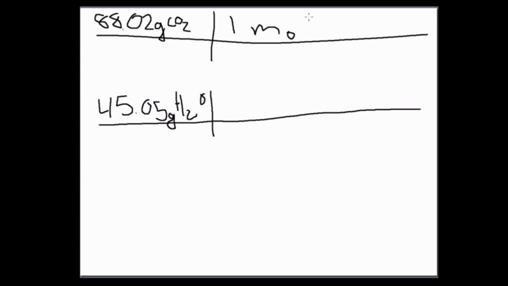because you have to cancel with the grams on the bottom. So the molar mass of carbon dioxide is 44.01, and you can see that this is going to be 2 moles of CO2 that you get here. So let's erase that, and we probably won't need that much space there either. So that's equal to 2 moles of carbon dioxide.